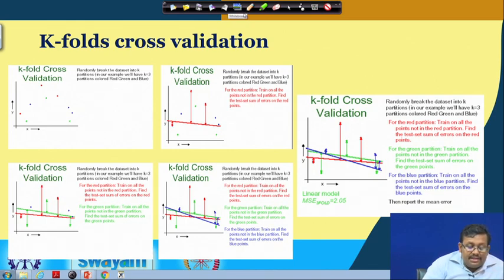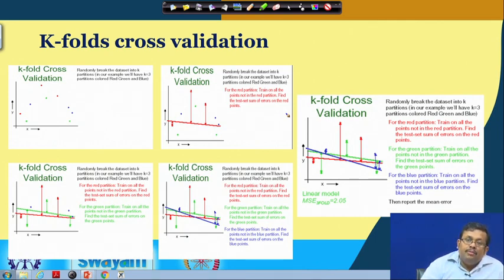As you can see here, this is an example of k-fold cross validation. For example, this is our total data set. Let us randomly break the data set into k partitions. In our case, let us do 3 partitions, and we denote them red, green and blue. In the second step, for the red partition, let us train on all the points not in the red partition, and find the test set sum square error on the red points. So, basically we will use all the green points and the blue points as our training points.